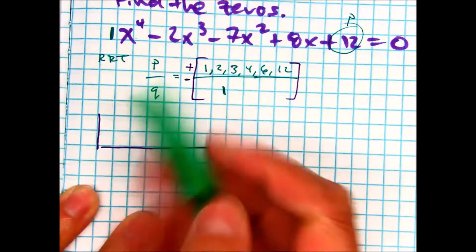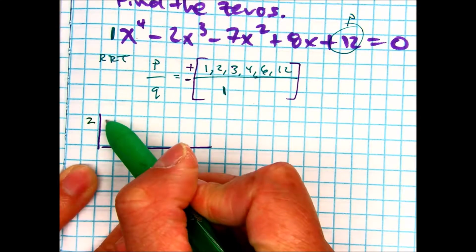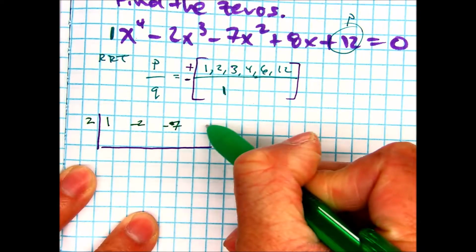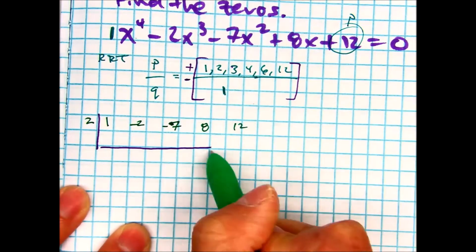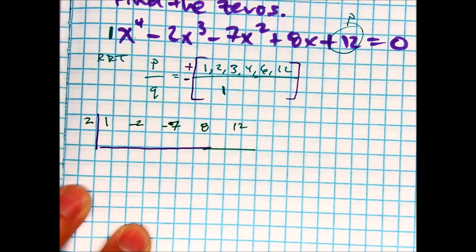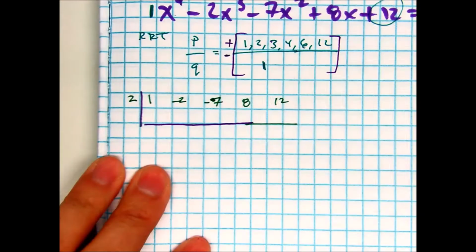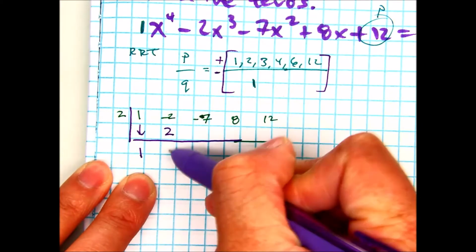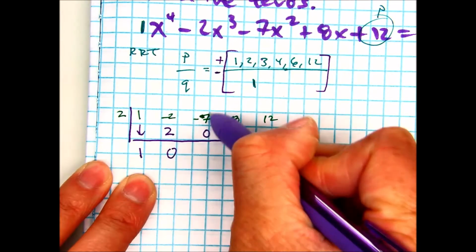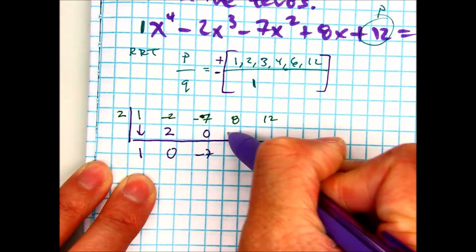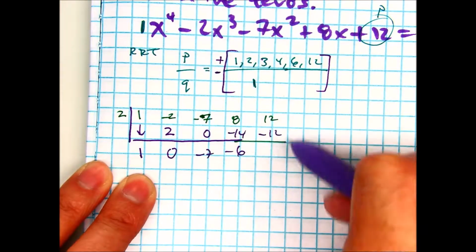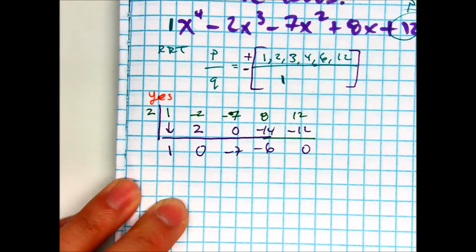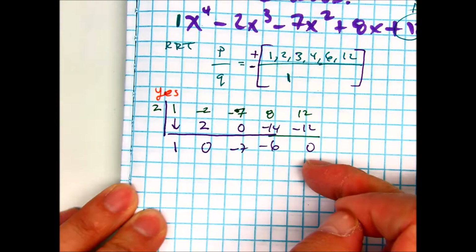Want to try? What number goes here? So basically what we're doing is we're using synthetic division to test. Bring the number down, multiply, add these numbers, multiply, add. So that means yes, 2 is a factor. It's a factor by the factor theorem because you have no remainder.